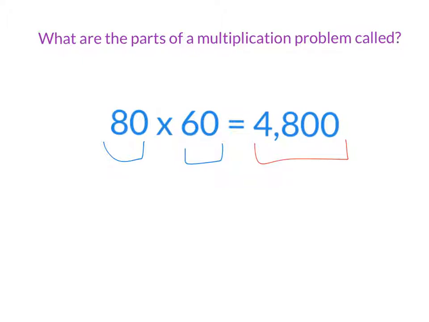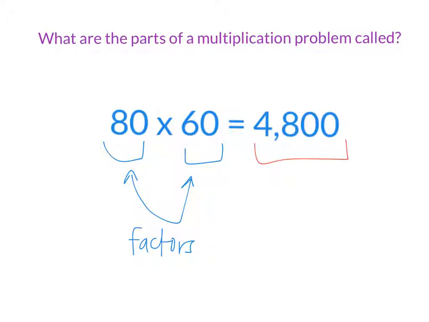The numbers on the left of the equal sign, what do we call those? Factors. Good. So if today it says find reasonable products by rounding the factors, what part are we rounding? 80 and 60. The 80 and 60, we'd be rounding those, okay?